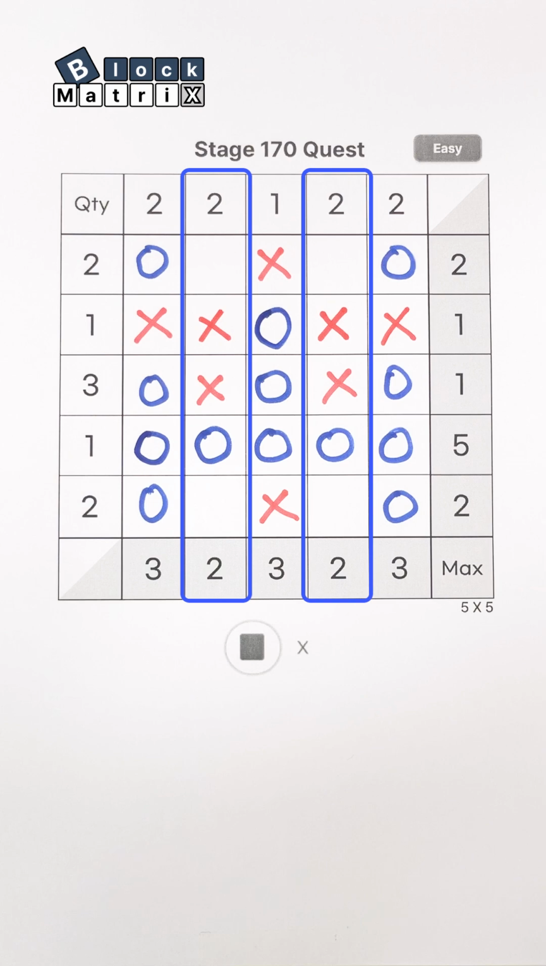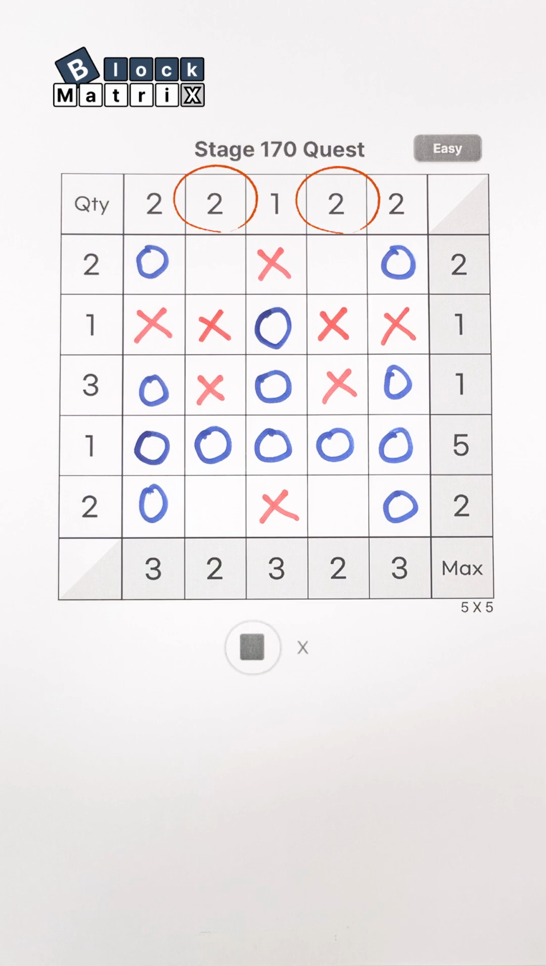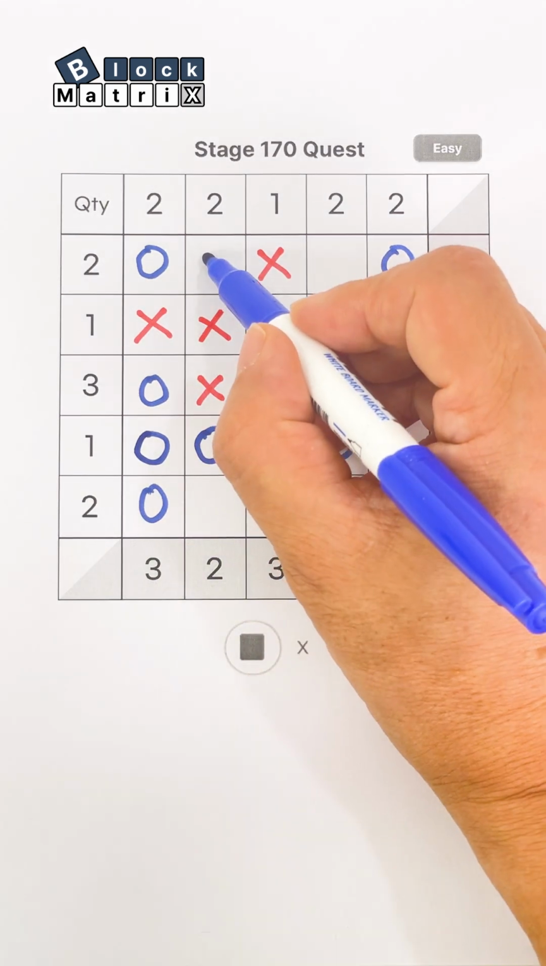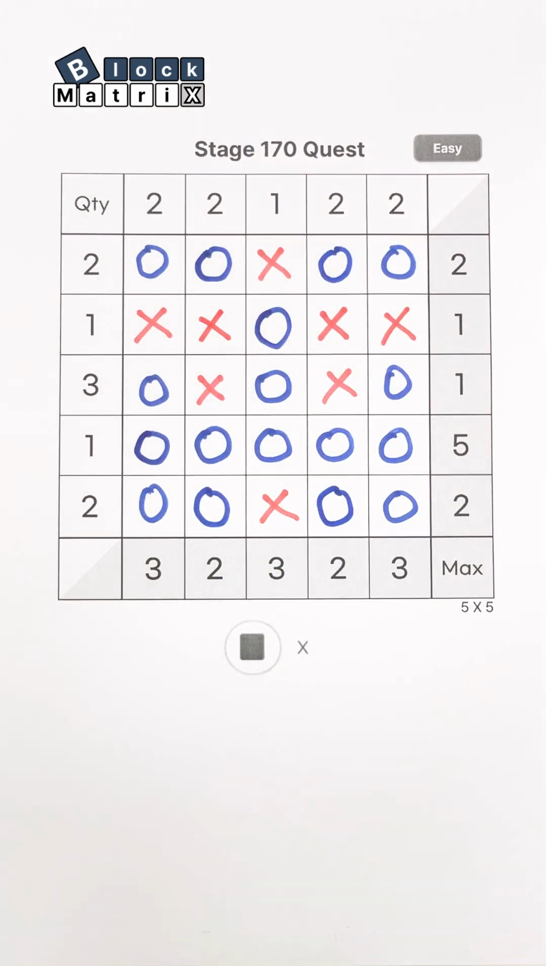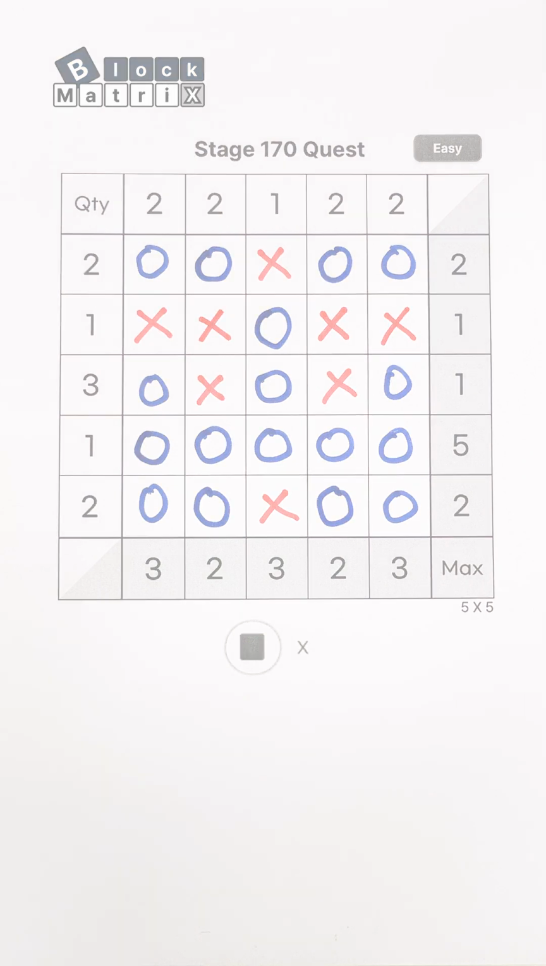Let's check the second and fourth columns. The quantity is 2 and the max is also 2. Therefore, all the remaining empty cells should be filled with O. What do you think? It's coming together quite logically, right?